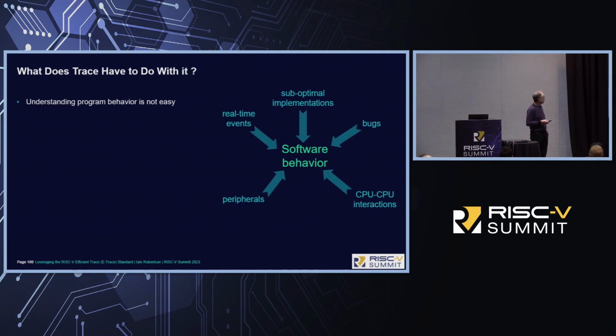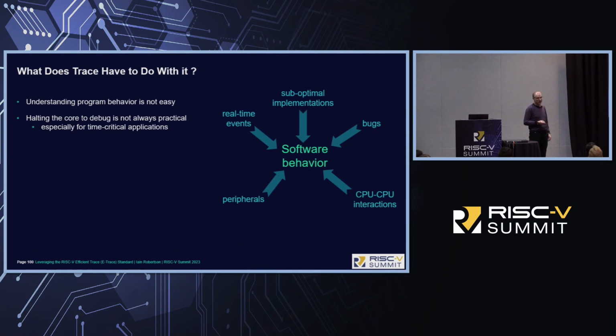So first of all, why use trace at all, really? Understanding program behavior is not always easy. The traditional way of dealing with that would be to halt the CPU, single step, and so on. But this is not always practical, particularly in real-time applications, and less so in modern SoCs, where you typically have multiple CPUs and other devices interacting with one another. The kind of problem that you may be trying to debug or optimize may be dependent on interactions between components, and as soon as you halt, those interactions disappear, and you can't figure out what's going on.